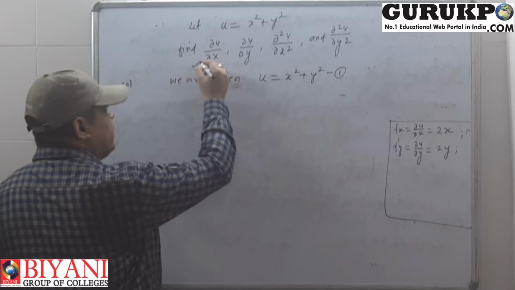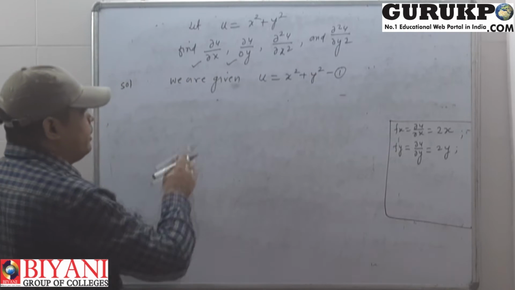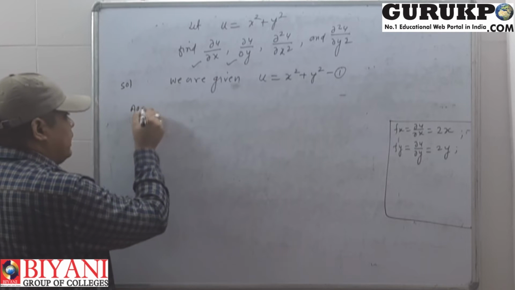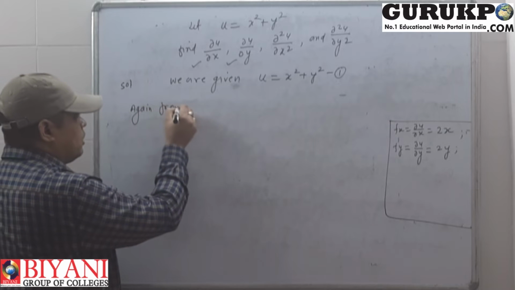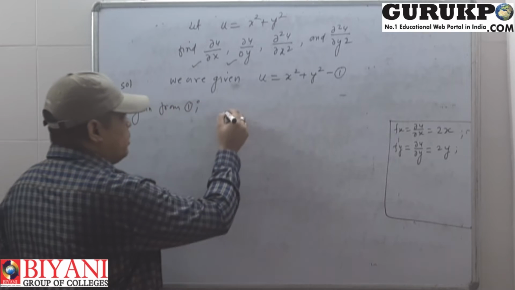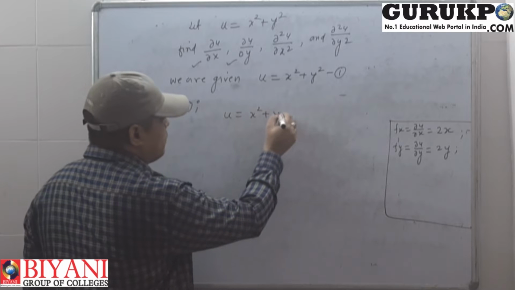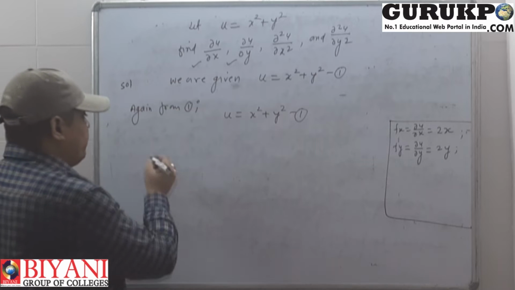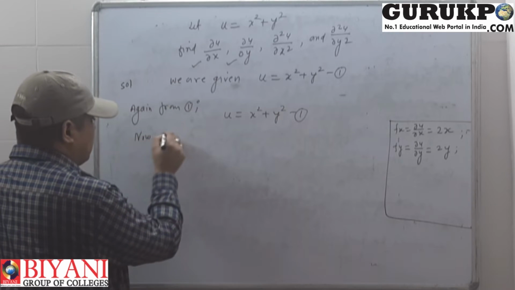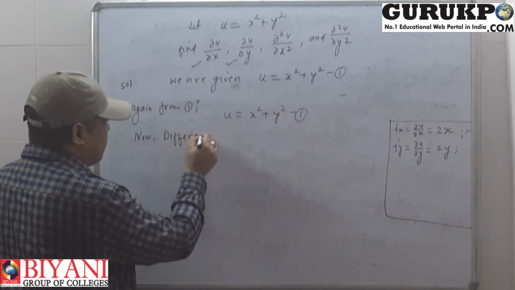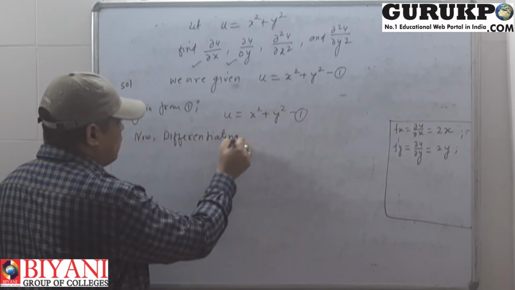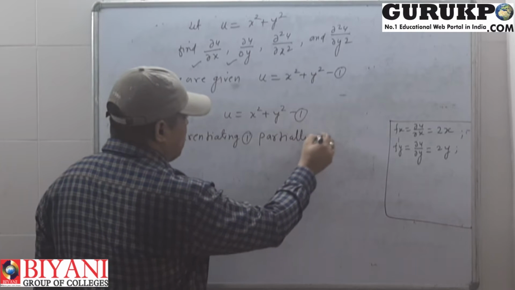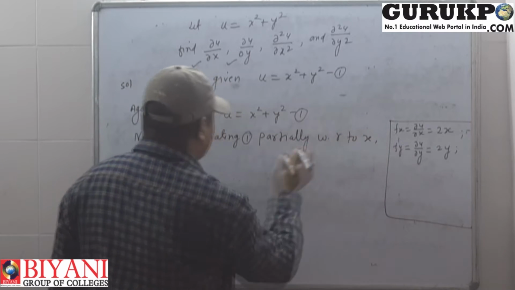Thus we have obtained del u by del x and del u by del y. Now we need to find del 2u by del x square. So again from 1, u is equal to x square plus y square. This is 1. U is a function in two variables x and y. Now differentiating 1 partially with respect to x.